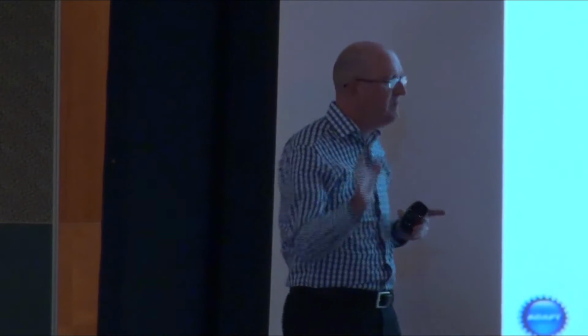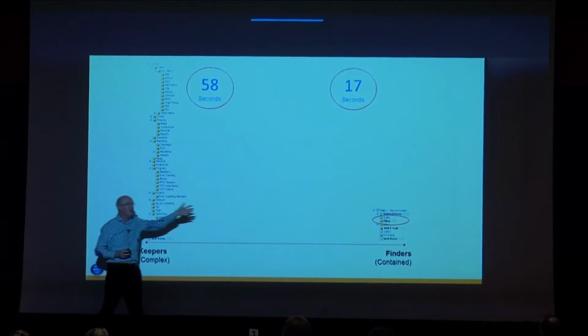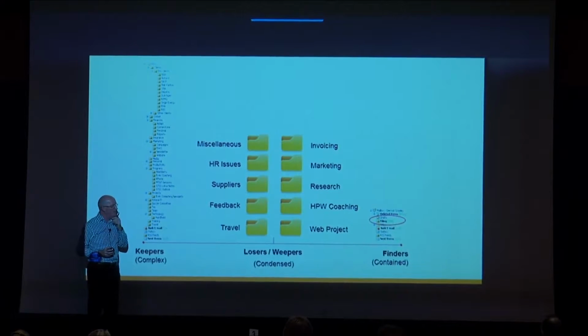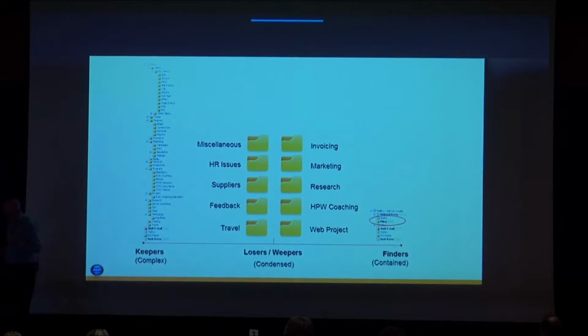Now, before I go in and show you this, can I just say that there is a middle group? There is another strategy here. You've got the keepers and you've got the finders. The middle group are what I call the losers and the weepers. So it was finders, keepers, losers, weepers. I thought that had to be the middle group.